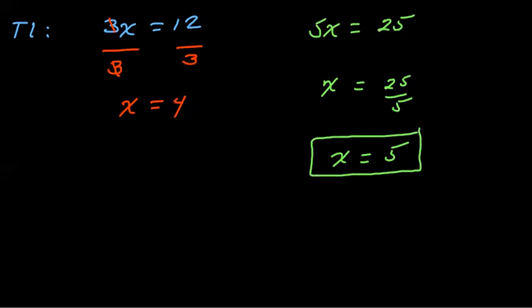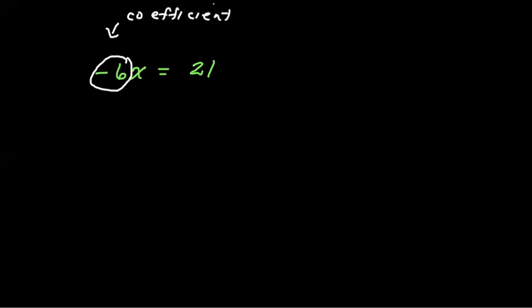Okay, how about another example? How about if I had negative 6x is equal to, let's say, 21. Negative 6x is equal to 21. No problem. My coefficient, which is that thing right here that is multiplying my x, this is called a coefficient, is minus 6. So I've got to divide both sides by minus 6. That's the only way I'm going to end up with just x.